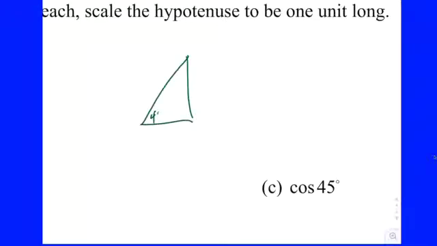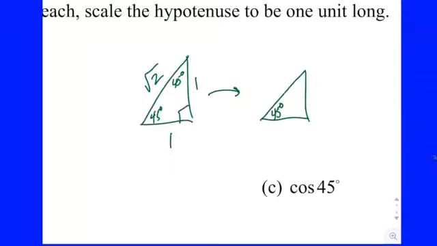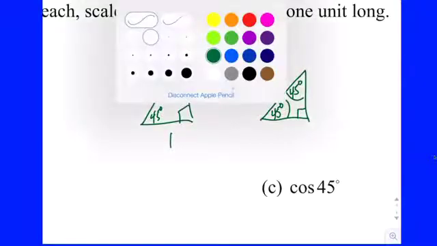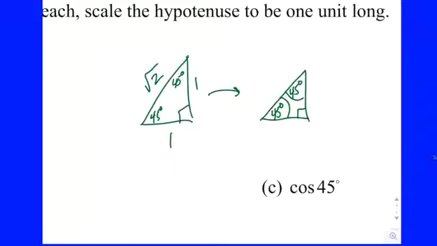Here's your 45, 45, 90. Your unit lengths are 1, 1, and by the Pythagorean theorem, you get the square root of 2. And again, you can multiply all three sides by any scale factor. What do I need to do to all three sides to make the hypotenuse 1? How do I make the square root of 2 1? Divide by, how about that? Divide by square root of 2.